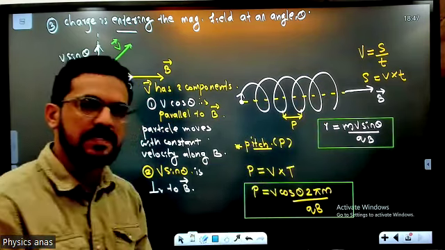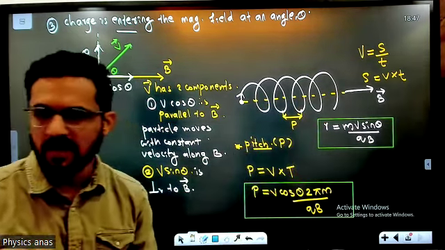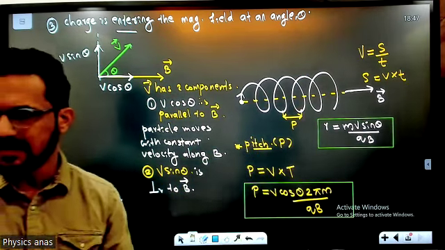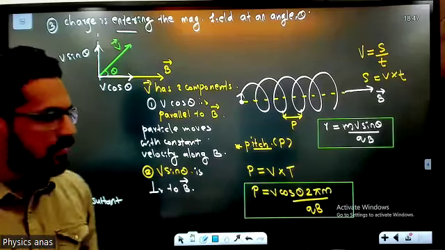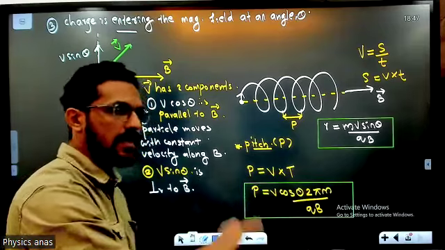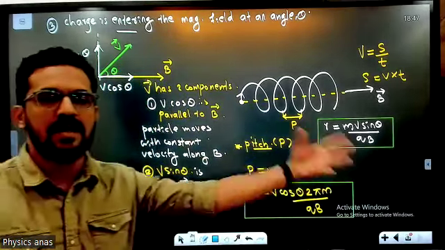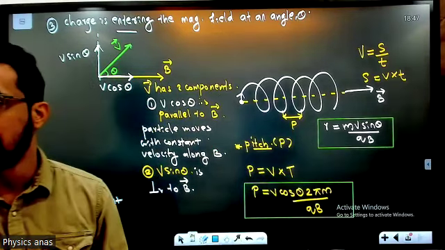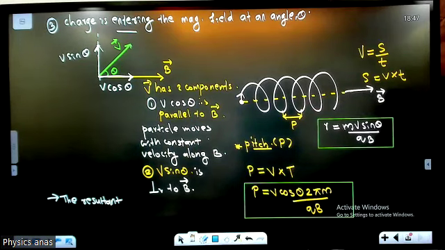And what is pitch? Pitch is P, and we wrote what is pitch. And now the equation, what is P? P is a distance, so it is velocity into time. Which is the velocity causing the forward motion? V cos theta. So V cos theta into time period. What is time period? 2 pi m by qB. That's the time. Okay?